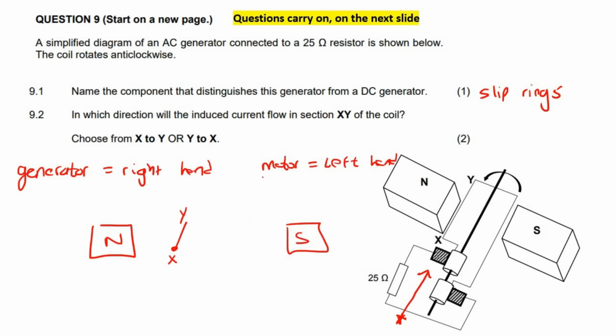Now, your index finger is going to point from north to south, and XY is moving downwards. You can see it's about to rotate downwards. So your index finger would be pointing from the north to the south. Then your thumb is going to point downwards, and then look at what your middle finger is doing. Your middle finger, if you're doing this correctly, should be pointing towards you. And so the current would be flowing towards you. So that would be from Y to X.